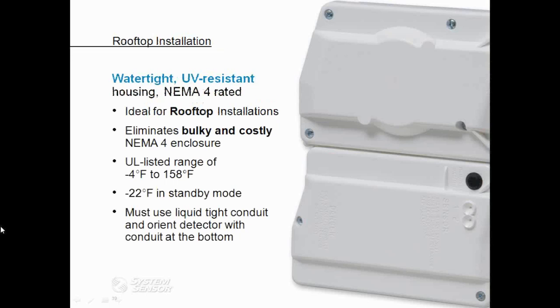Some rooftop installations do not allow for duct smoke detectors to be installed in the actual rooftop unit, usually due to size constraints. In that case, a watertight duct smoke detector can be installed on the outside of the rooftop unit. In the past, an outdoor enclosure would need to be used instead of actually having just a watertight duct smoke detector. The temperature range for our outdoor duct smoke detector is -4 to 158 degrees Fahrenheit when the detector is in an actual alarm state.